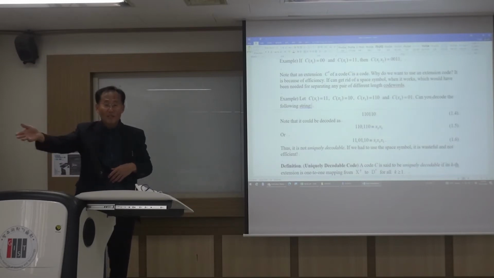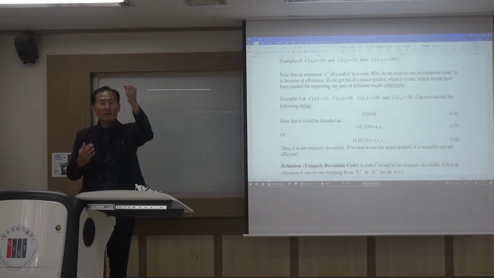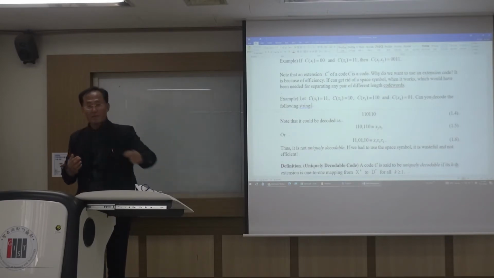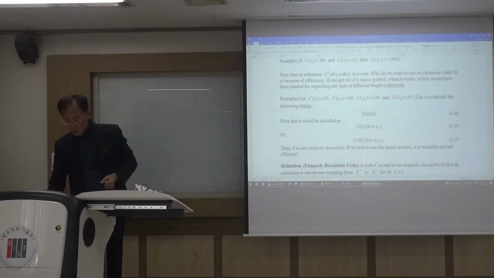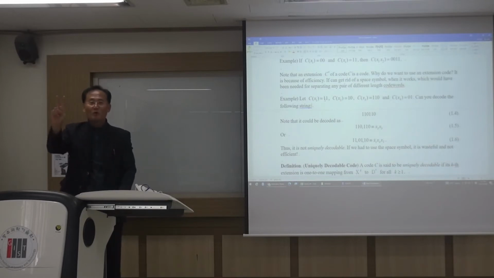Is it one-to-one or not? Is this a one-to-one mapping or not? One-to-one, so it should be decodable, right? Just using one symbol mapping, right? What is D in this particular example? 2, right?